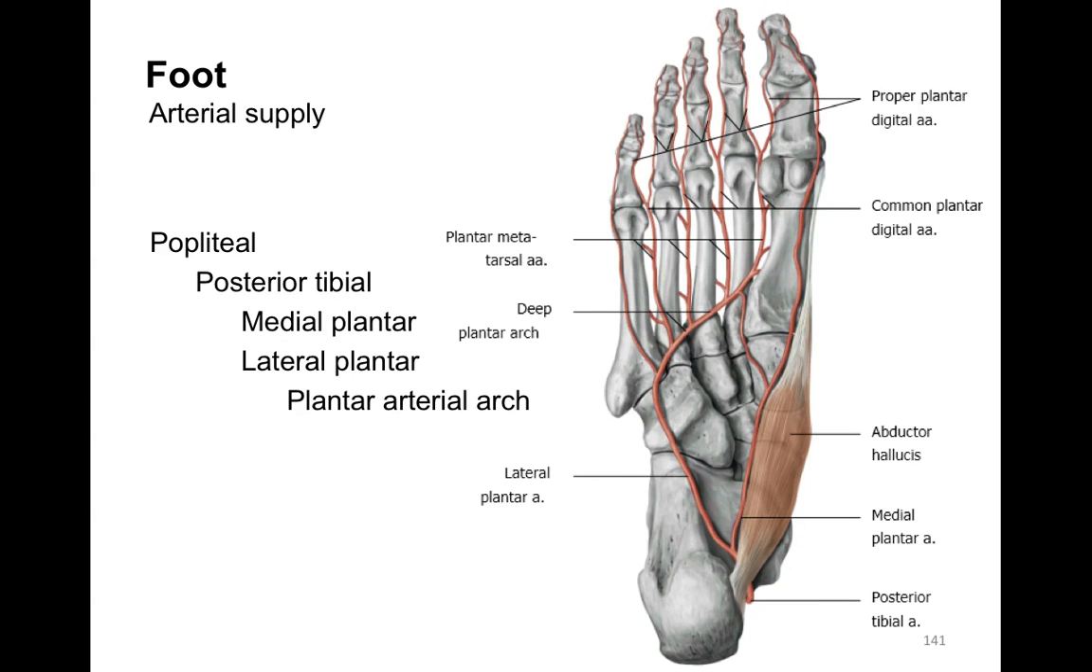Here's a summary of the arterial supply of the foot. Popliteal artery giving origin to the posterior tibial, which made its way down the posterior aspect of the leg around the medial malleolus into the tarsal tunnel, where it divided into lateral plantar and medial plantar arteries. Medial plantar artery is right next to the abductor hallucis muscle. The lateral plantar artery is going to form the deep plantar arterial arch. I don't believe you'll see this in dissection. It is located quite deep, but it is on the inferior aspect of the base of the metatarsal bones.